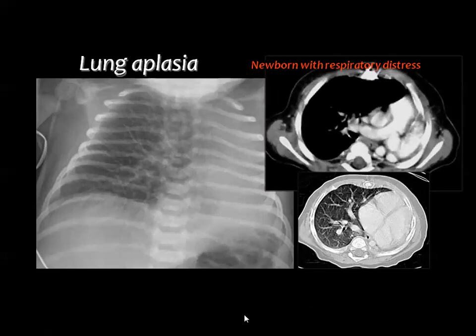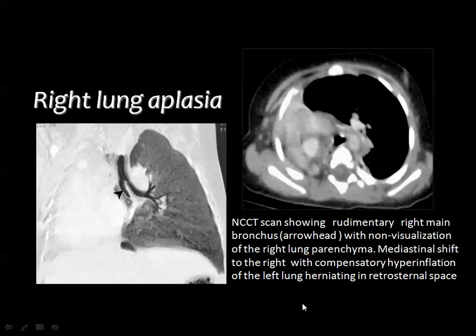Then you know the aplasia from the hypoplasia by the vascularity, and in cases of aplasia you cannot see any pulmonary vessels on the side of the aplastic lung. And this is another example by CT for an aplastic right lung. You see the left lung is hyperinflated.